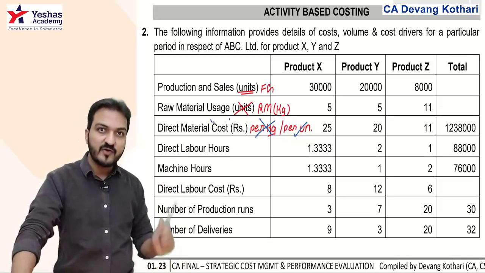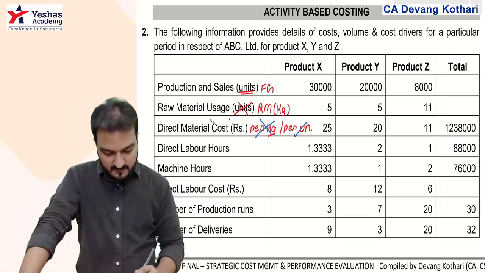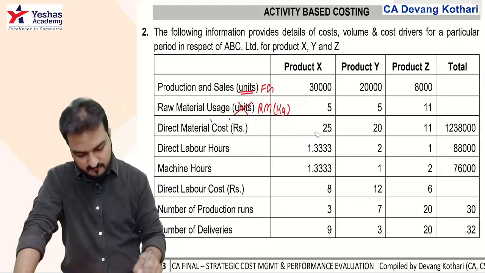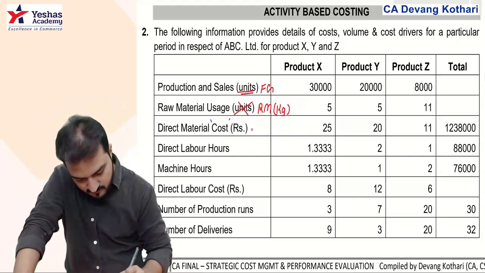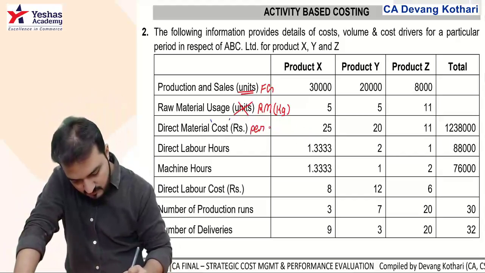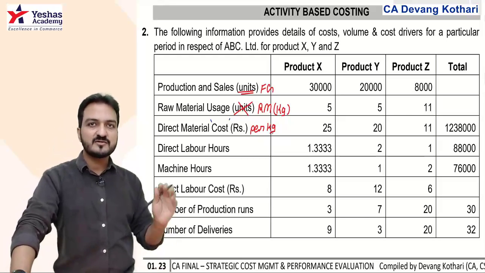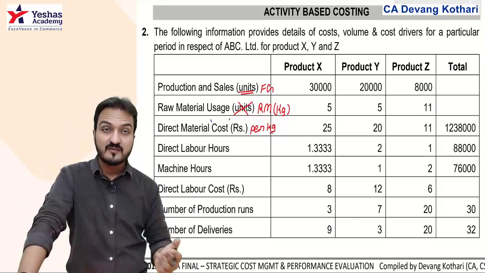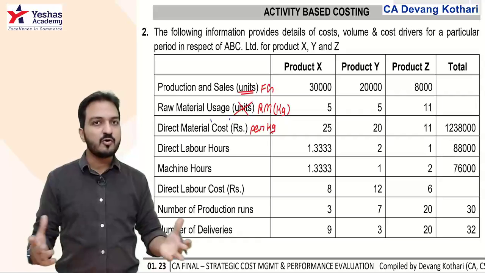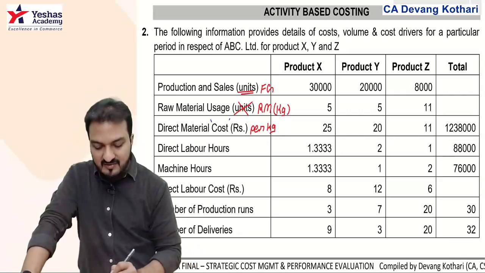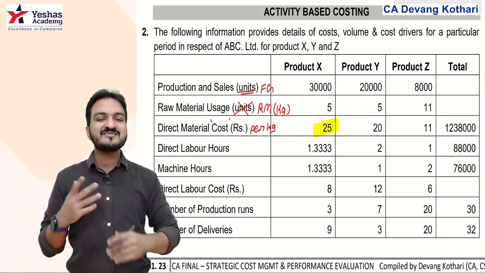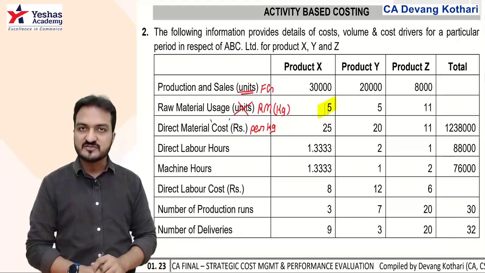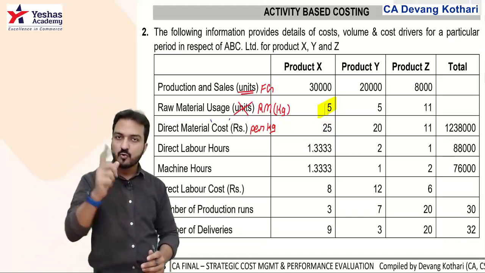In fact, over here, I can show you another way to conclude that. Notice, if I consider that 25 as per kg of material, then to find the total material cost, what I need to do? Well, to find the total material cost, I should take 25 rupees for 1 kg of material. How many such kgs do I need? I need 5 such kgs for 1 unit of X.